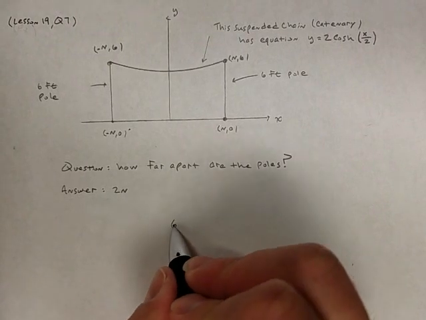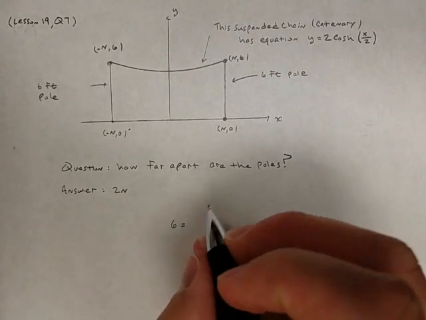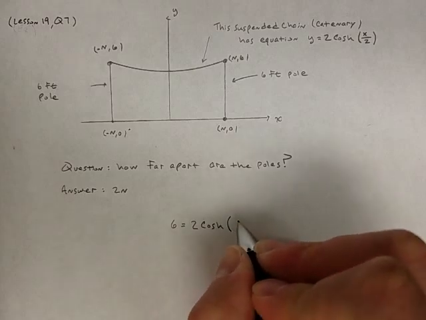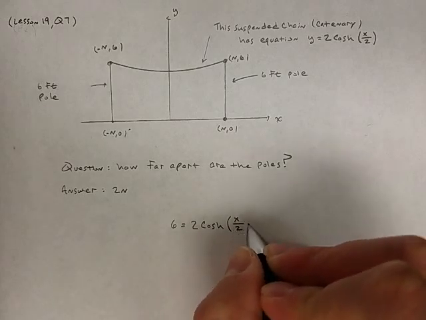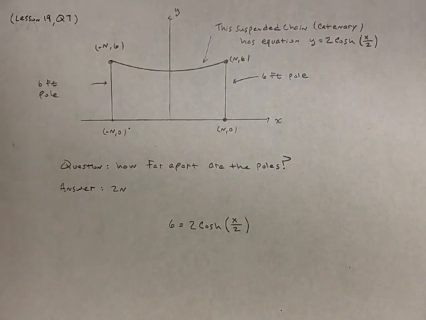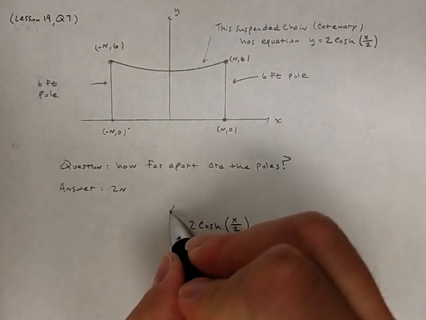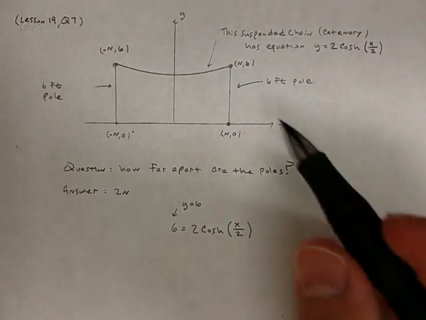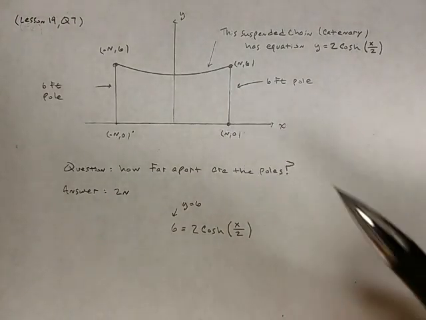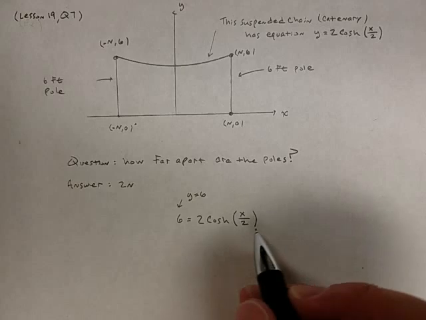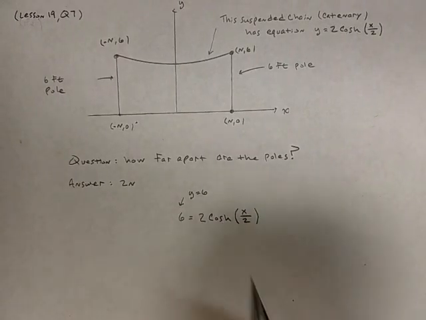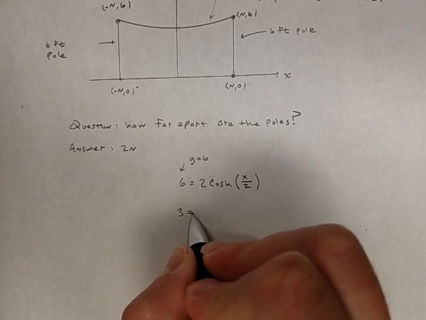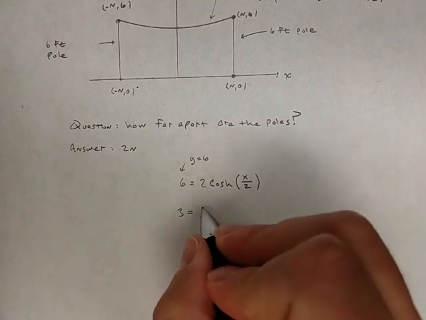We'll say 6 is equal to 2 times hyperbolic cosine of x over 2. And what is that doing? That's like saying that we're going to let y be 6, and we're going to solve for this x right there. Okay, about how to do that. Let's go ahead and divide out the 2. And we say 6 divided by 2 is 3.